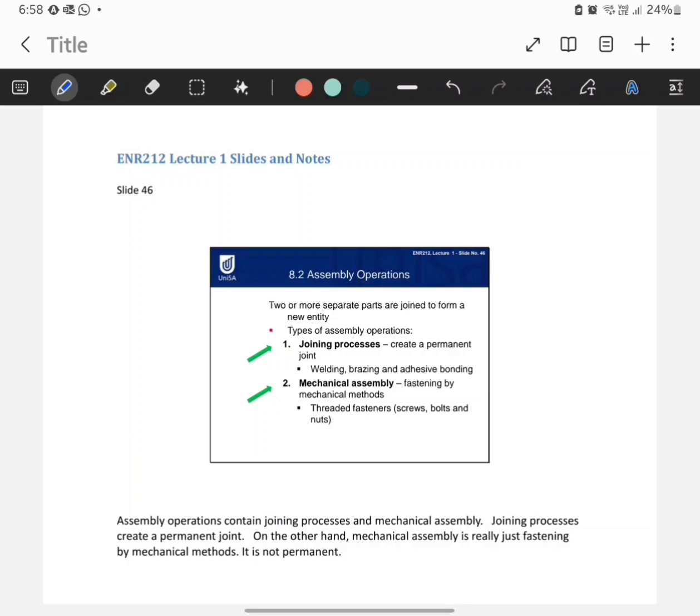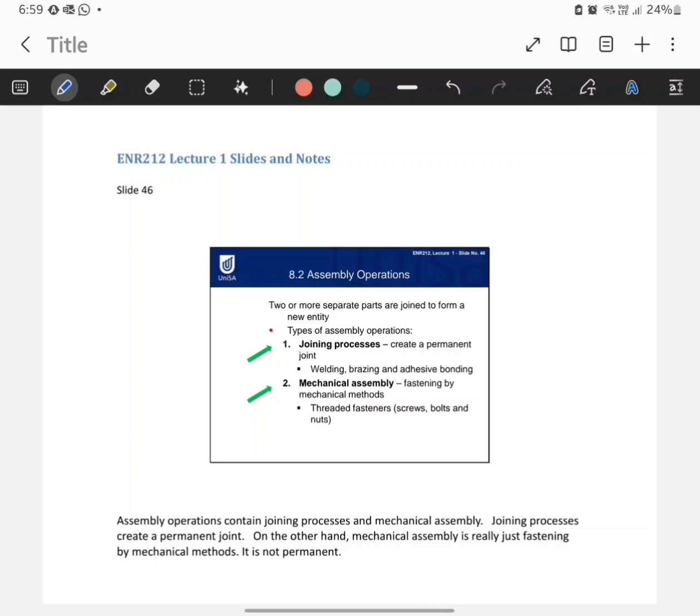Finally, we reach the final slide. We have assembly operations. This slide breaks down the two main methods of putting parts together in manufacturing: joining, which is permanent, and mechanical assembly, which is temporary. So if we want to join two parts permanently, we will use a joining process. A joining process creates a permanent bond between parts. Examples include welding, brazing, and adhesive bonding.